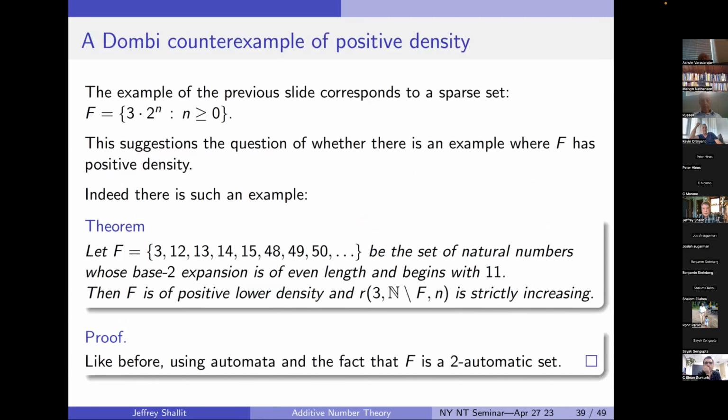Now you might ask, your example is not so satisfying because you had this really sparse set. Would there be an example where F has positive density? And the answer is yes, you can even find examples with positive density. If you let F be the set of natural numbers whose base 2 expansion is of even length and begins with 1, 1, then F is of positive lower density, and once again, R3 of the complement of F at N is strictly increasing, and you can prove this using exactly the same technique as before.